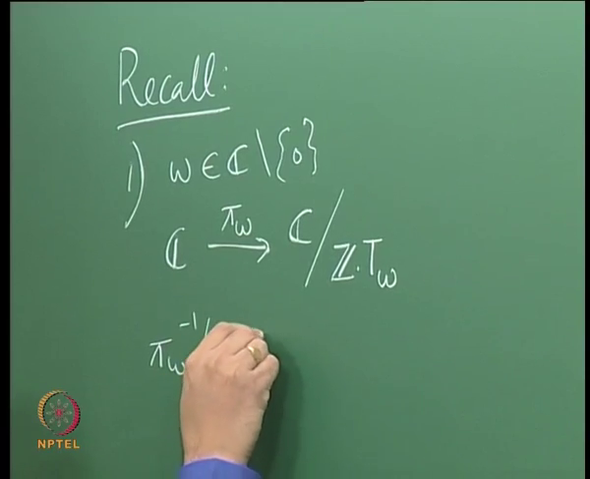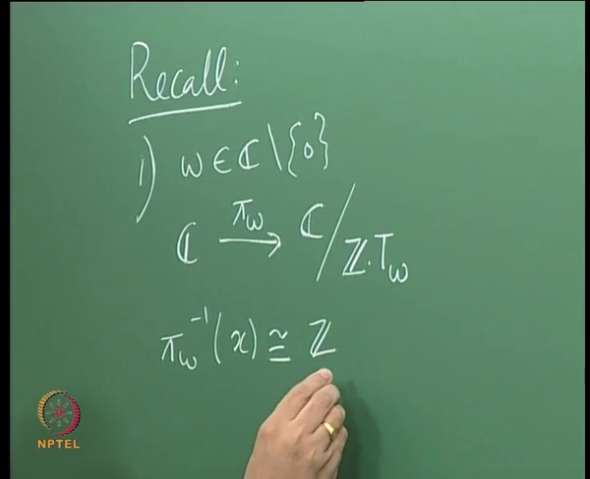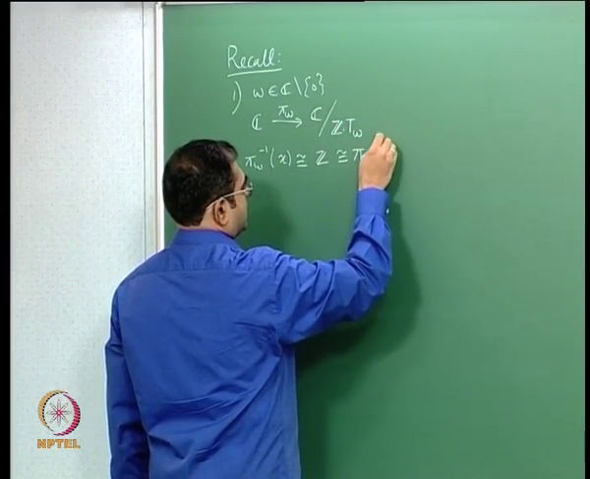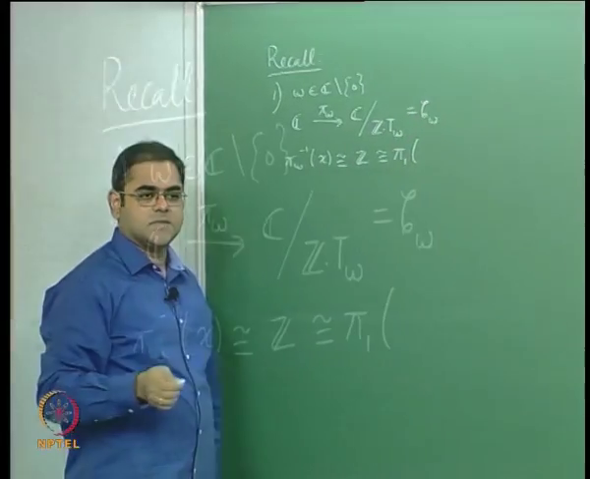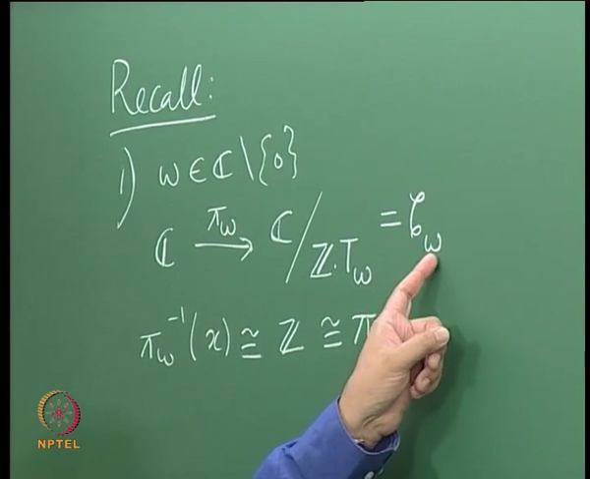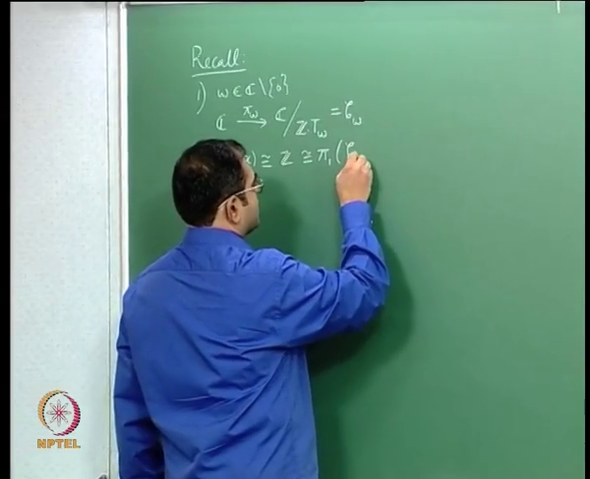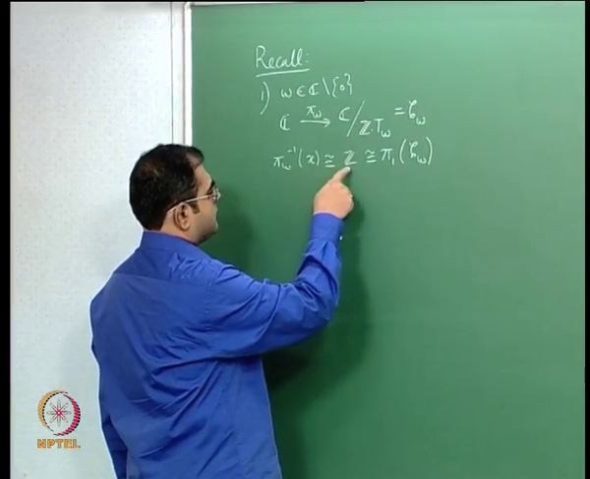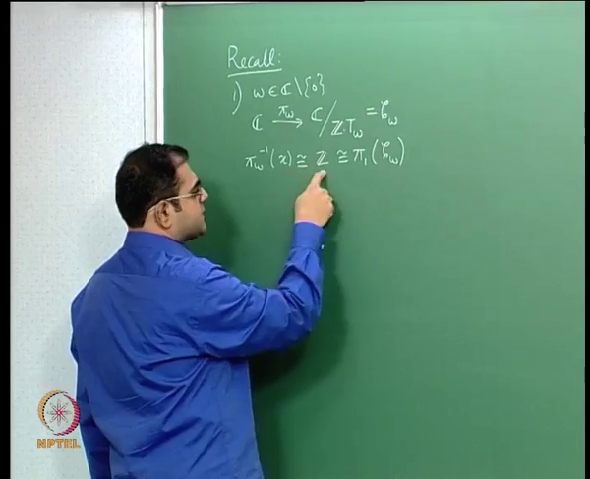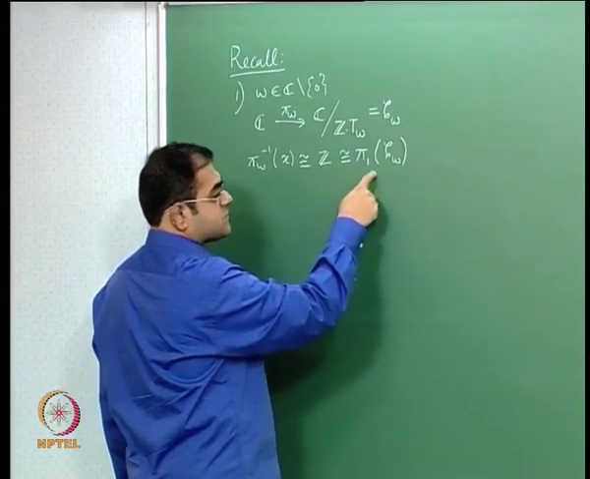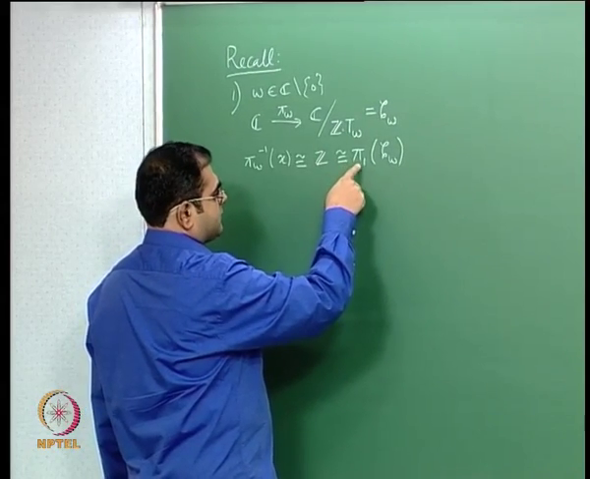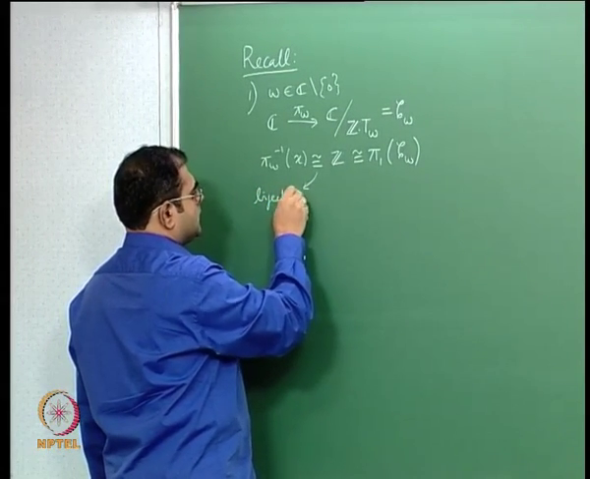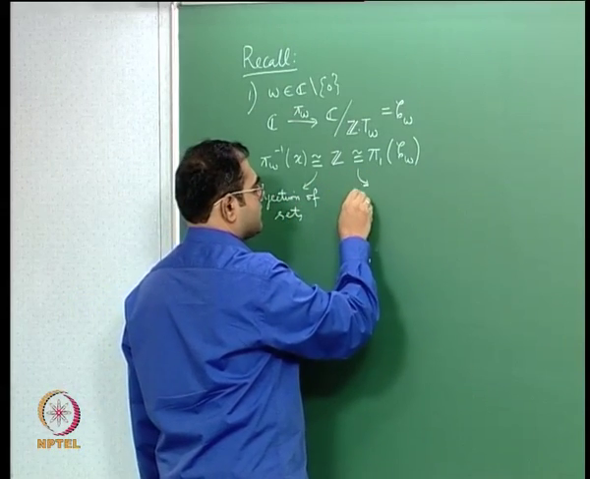Okay. And similarly, pi omega inverse of a point x is isomorphic to Z, which is also isomorphic to the first fundamental group of, if I call this script C sub omega, the cylinder with a Riemann surface structure given in this way. Okay. So this is pi 1 of C sub omega. Of course this isomorphism is a bijection as sets, and in fact this is an isomorphism of groups, because the first fundamental group is Z. So this is a bijection of sets, and this is an isomorphism of groups.